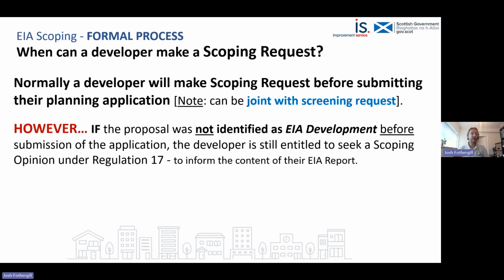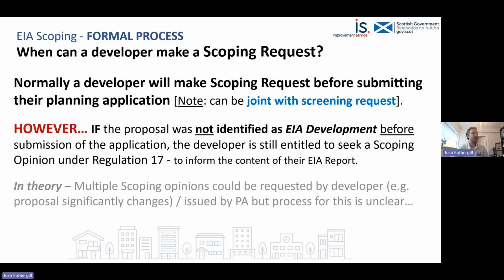Now, there is a possibility, if we haven't identified the need for EIA before the application comes in, you'll recall from the last webinar, then there is obviously a need to check if EIA is needed. And if at that stage we've got an application in and we identify it's EIA development, then of course that application can't progress. And there is the opportunity still for the developer to seek a scoping opinion to inform their EIA report to enable them to then add that to their application.